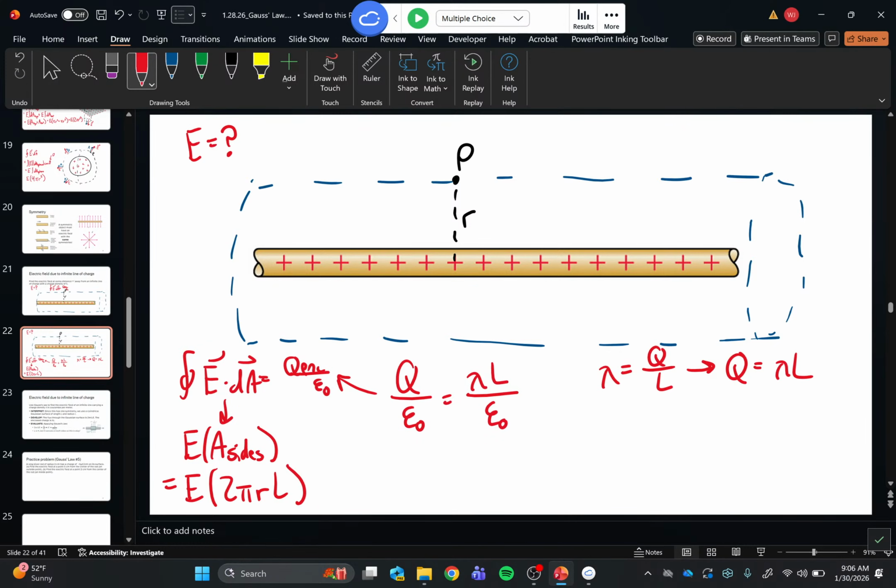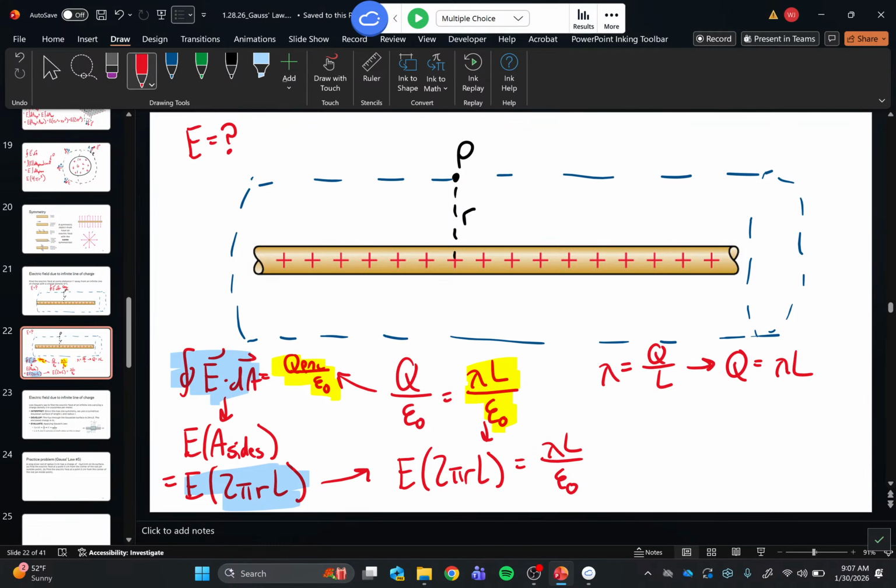Okay, put all the pieces together. Just set the two sides equal to each other. So E times 2 pi R L equals lambda L over epsilon naught. The left side, E 2 pi R L, equals Q enclosed over epsilon naught, which is lambda L over epsilon naught. Rearrange it, algebra. So E equals lambda L over 2 pi R L epsilon naught. The L's cancel. Lambda over 2 pi R epsilon naught. That's the answer. That's the electric field away from an infinite line of charge.